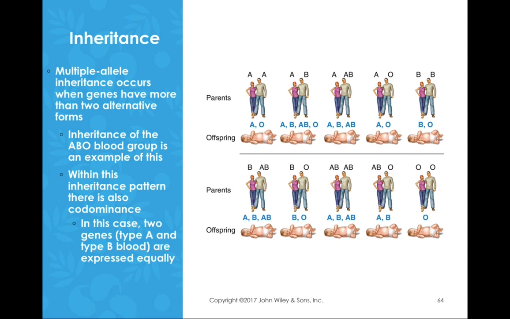And based on the mixture of those alleles from both mom and dad, that's where we get our different blood types. I do encourage you to go into your textbook and read about this example, as there's going to be much more information there than I have on this slide. But this is another type of inheritance pattern that we will see, known as codominance.